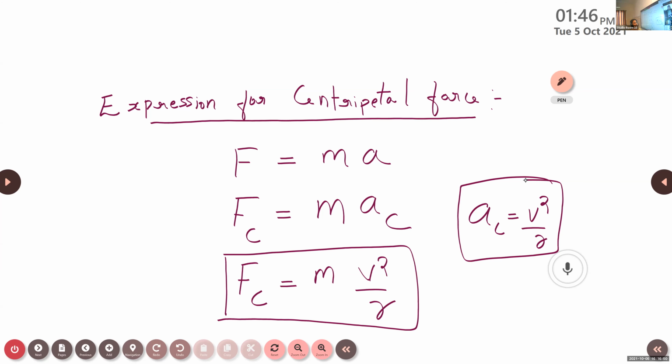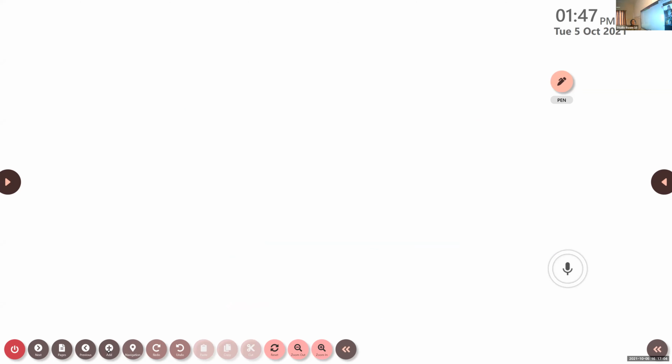One more relation is there. We know the relation between linear velocity and angular velocity, right? One more equation is there for calculating the centripetal force. What is the relation between linear velocity and angular velocity? V is equal to omega r, or V is equal to r omega.